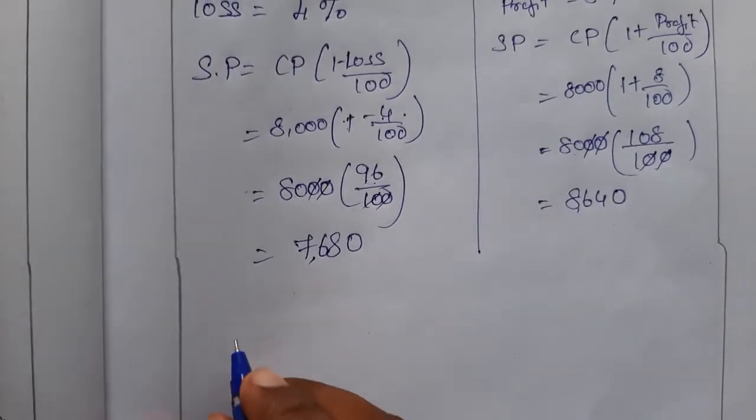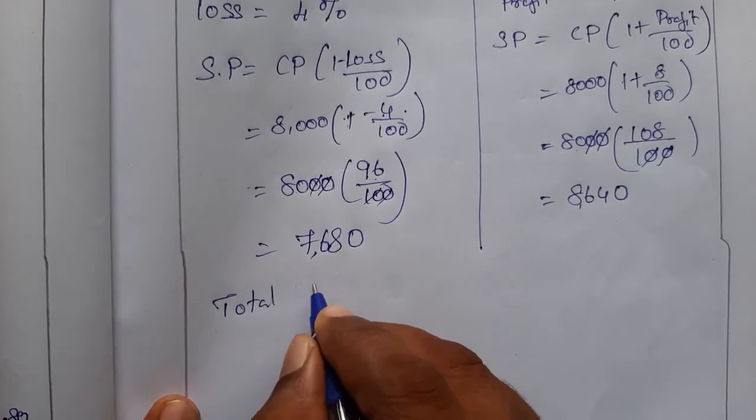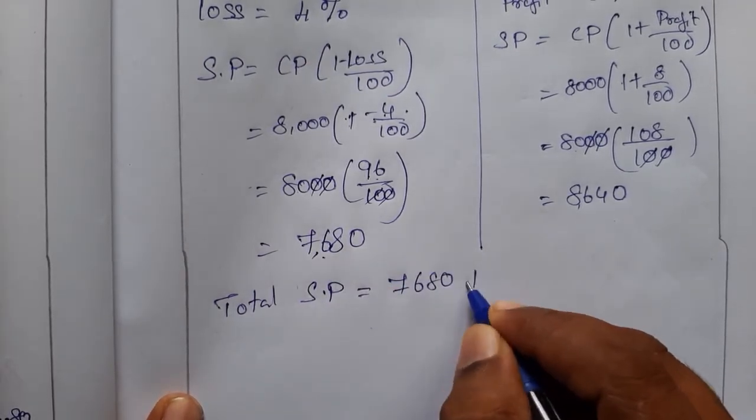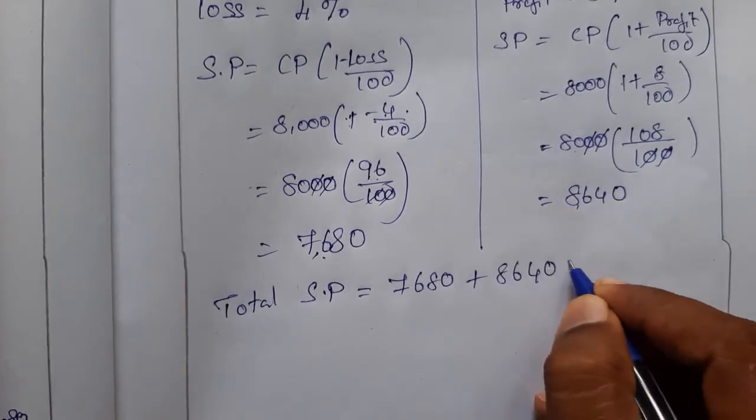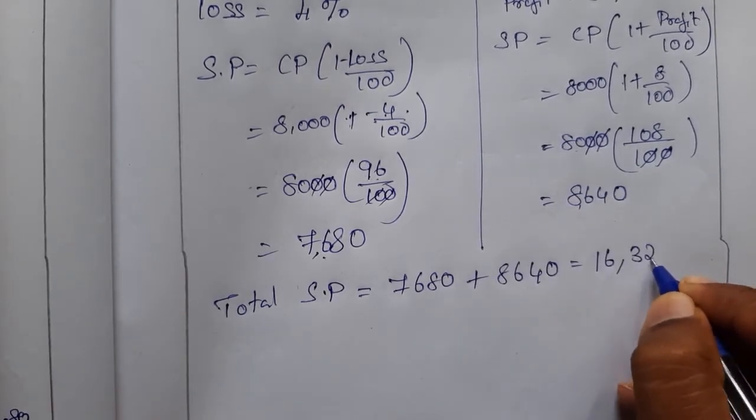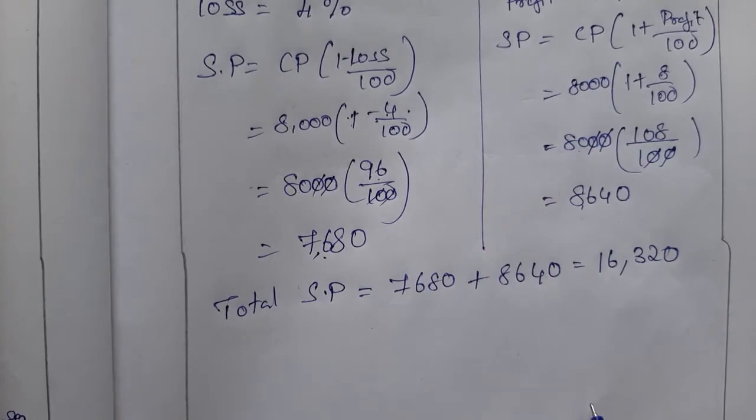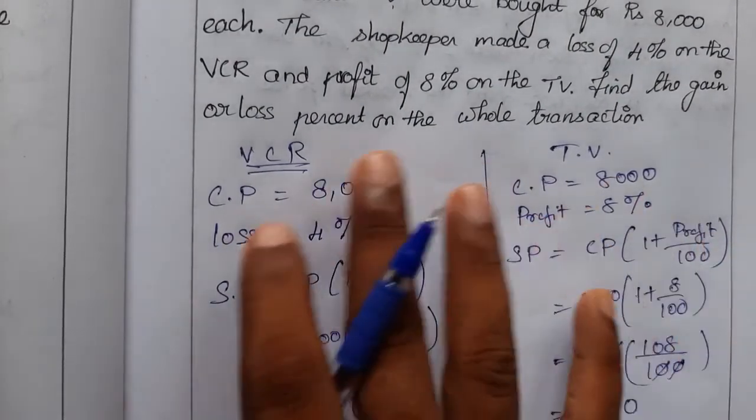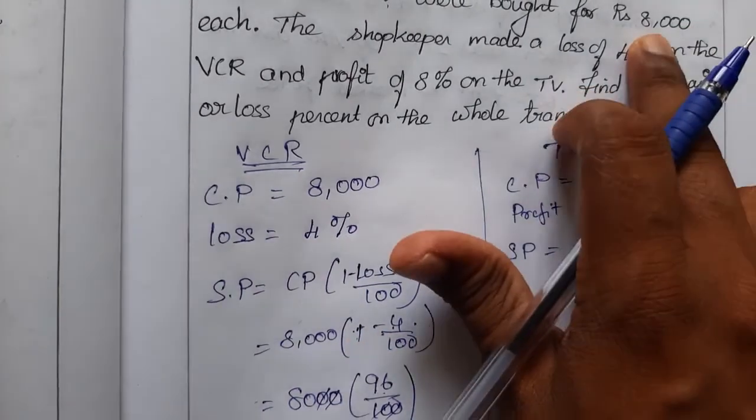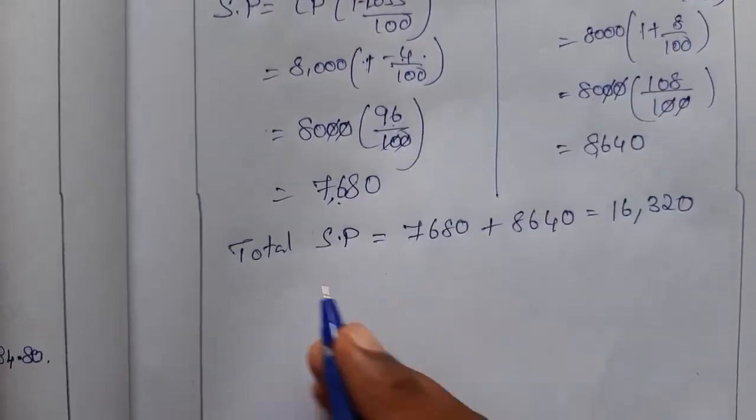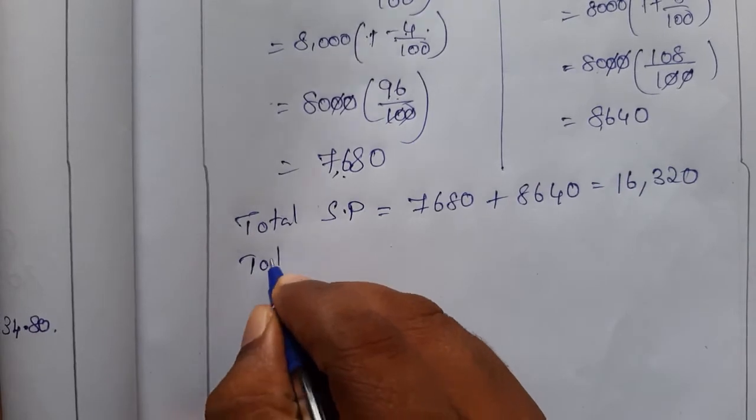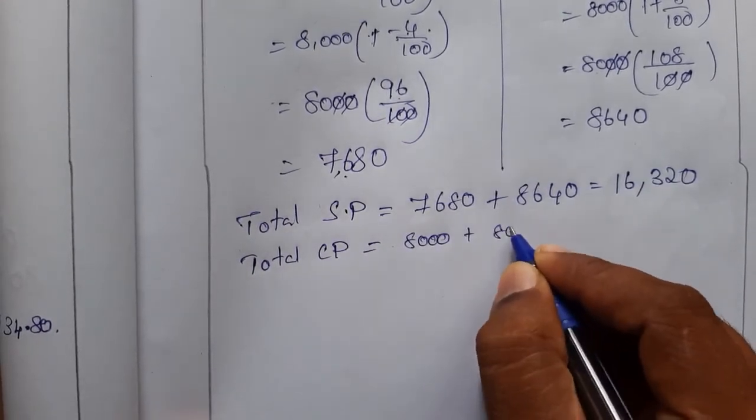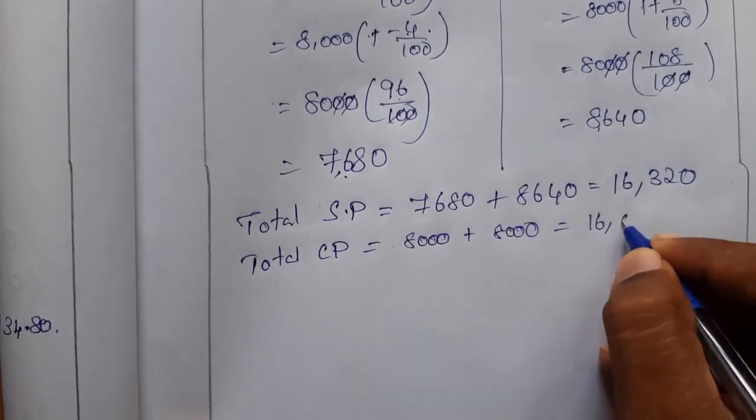So total selling price is 7,680 plus 8,640, which is equal to 16,320. If we add, we will be getting 16,320. What is the total cost price? If you know the total cost they bought for, we can find it. So each is 8,000, which means the total cost price is 8,000 plus 8,000, which is 16,000, right?